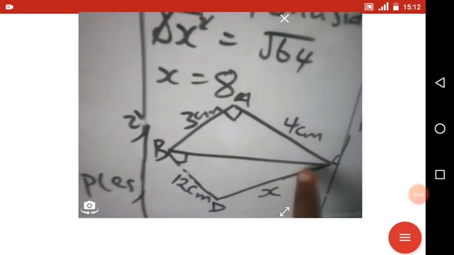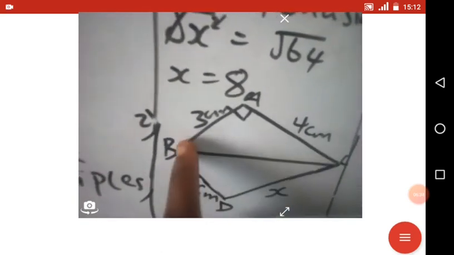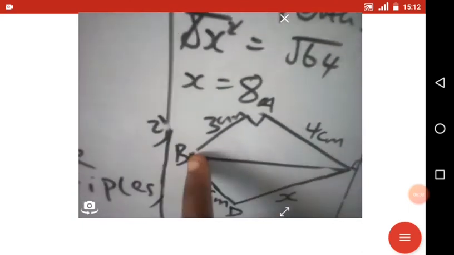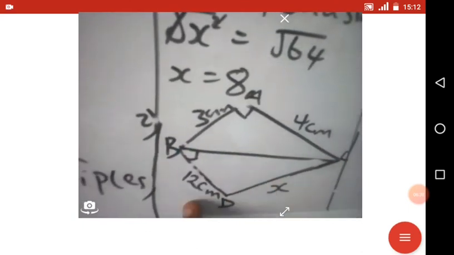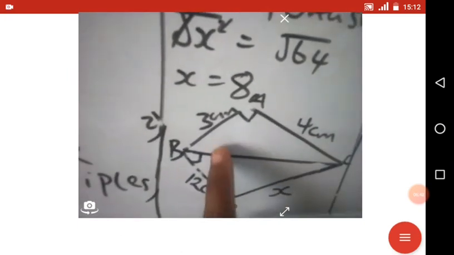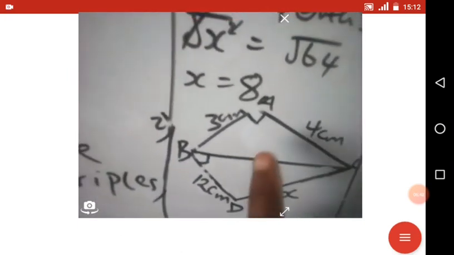So we don't know this side. That means there's no way we can find it. We have to use this right angle triangle to find this side first. Once I know this side, then I will use it to find this side. Is that understood? Because this line connects the two right angle triangles together. So we have to find this one first.